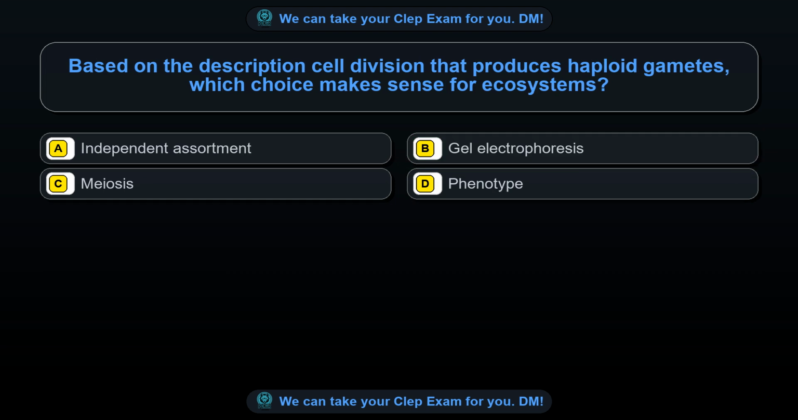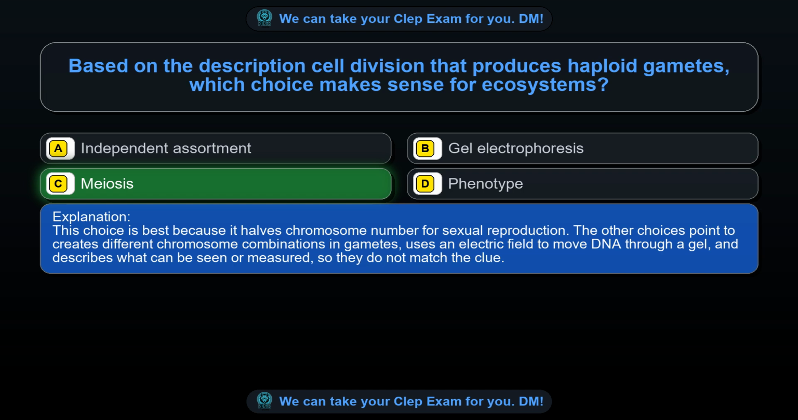Question 50. Based on the description cell division that produces haploid gametes, which choice makes sense for ecosystems? Option A, independent assortment. Option B, gel electrophoresis. Option C, meiosis. Option D, phenotype. The correct answer is option C, meiosis.